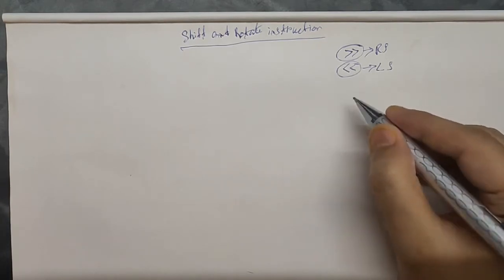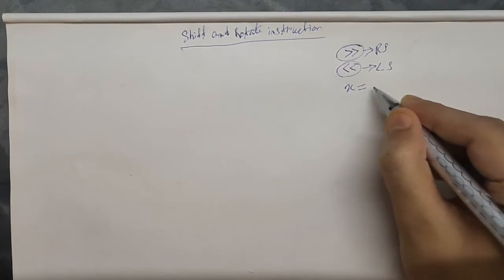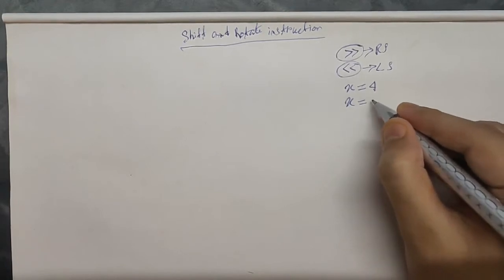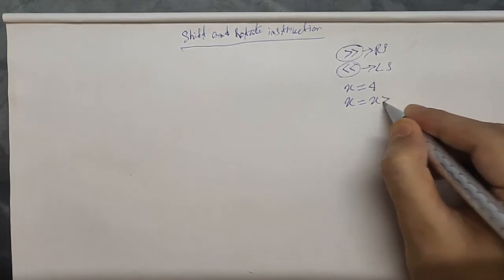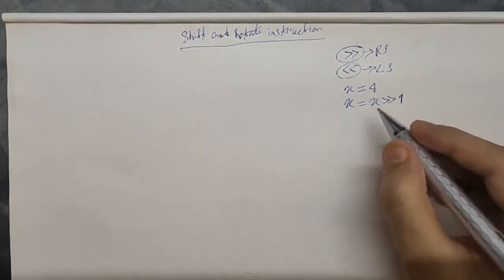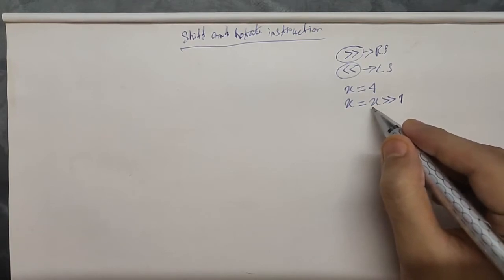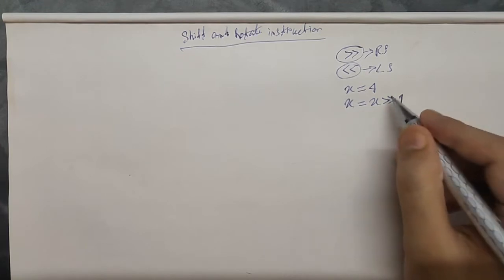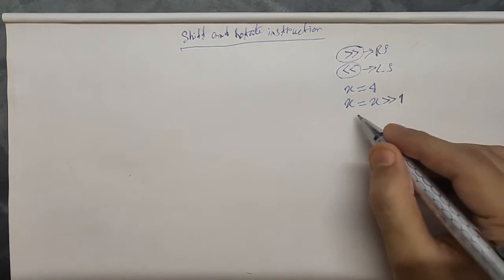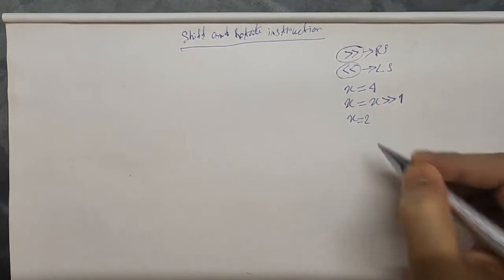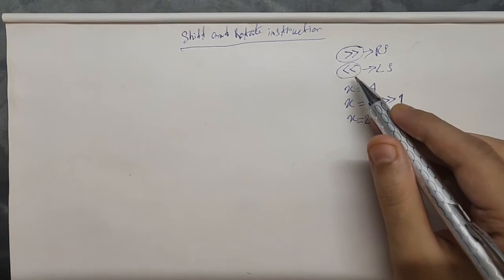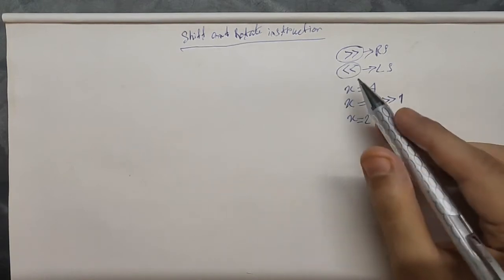So suppose I have a variable x equals 4, and if I write x equals x right shift 1, then what will it perform? It will perform the right shift of x one time. One time means it will divide 4 by 2 one time. So the value of x will become 2. And if we do the left shift, then the value will be multiplied by 2. So this is basically the shift operation.